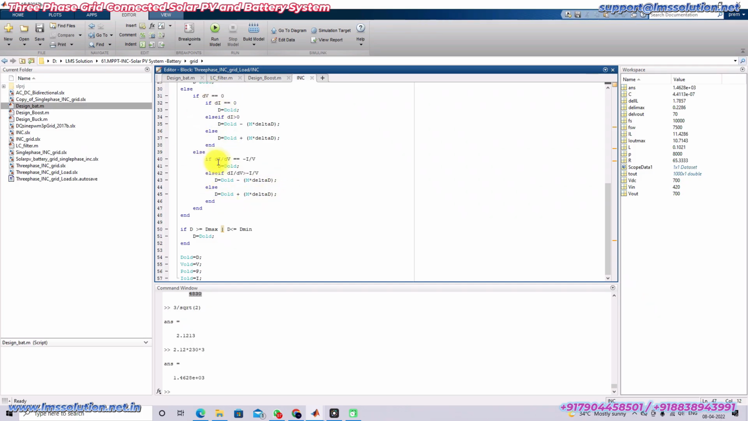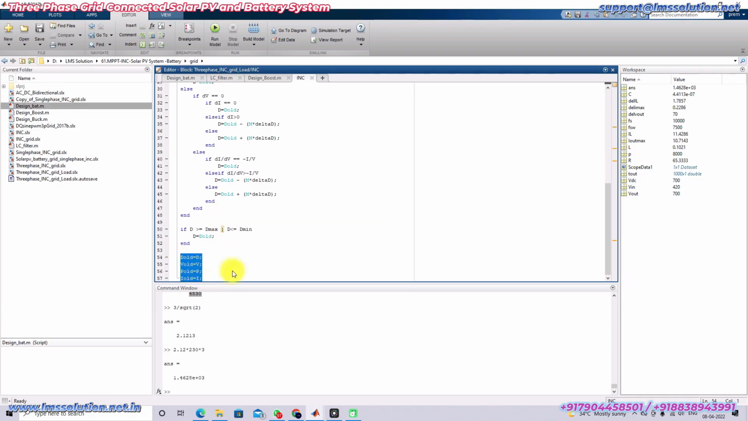After finding the duty cycle, you check whether the duty cycle value is greater than the maximum duty cycle value or less than the minimum duty cycle value. If this condition is satisfied, then you maintain the duty cycle within the limits. Otherwise, you use the calculated duty cycle value. This duty cycle is then given to the PWM generator of the boost converter, so that you extract the maximum power from the PV panel.